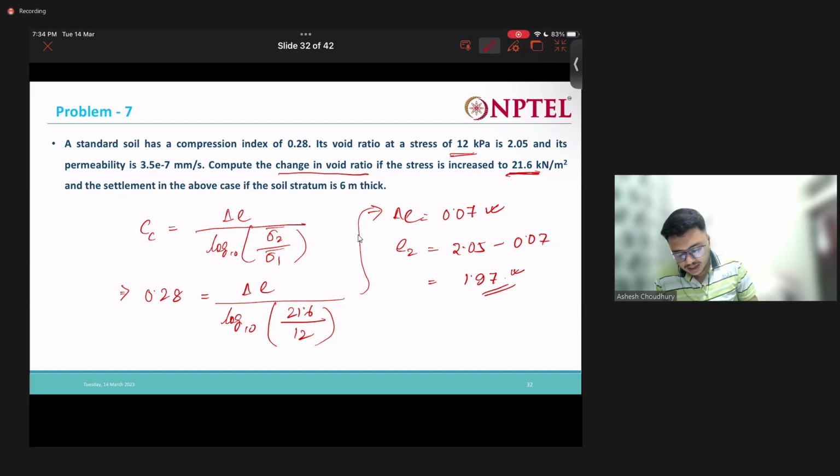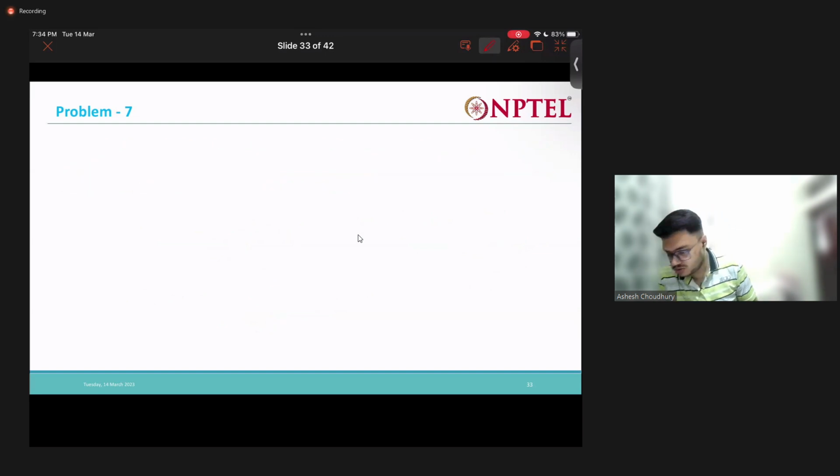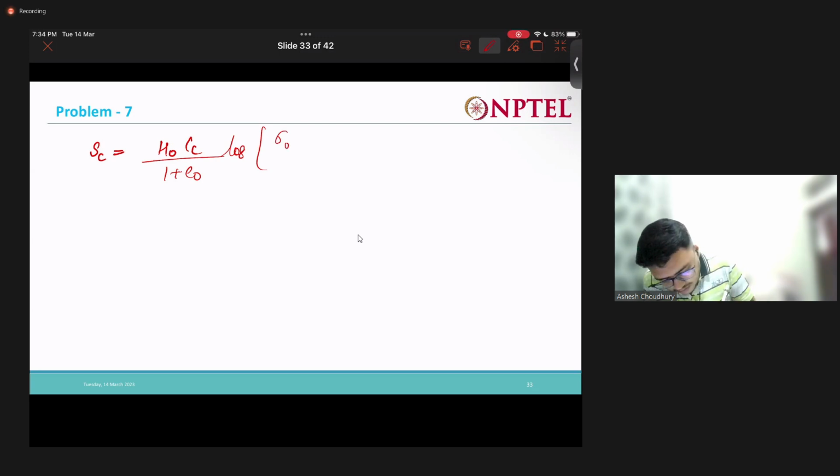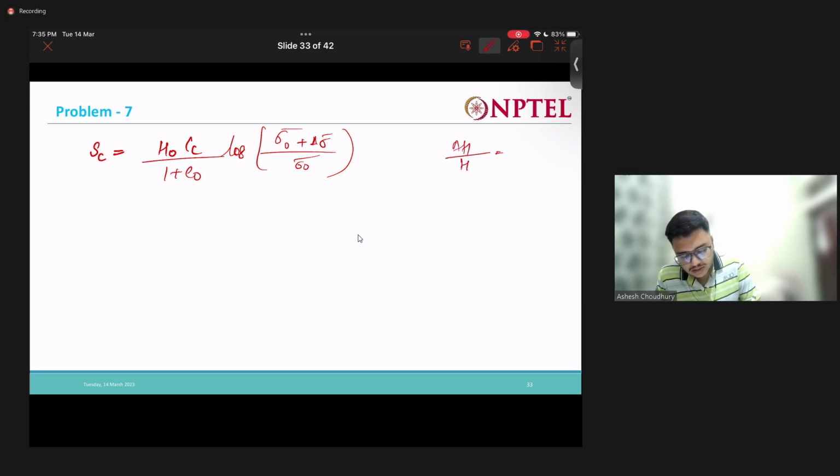In the second part, we have to determine the settlement if the thickness of the soil is 6 meter. Let us see how to solve. We know that the consolidation settlement is given by H naught Cc over 1 plus e naught, and so on. If you ask how this has come, it comes from the simple relation delta H by H equal to delta e by 1 plus e naught.